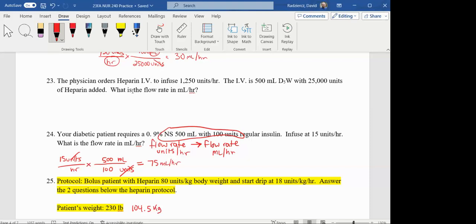Funny enough, I could do 23 with no problem. But then 24, I'm like, wait, is this the same? It's the exact same, except that it was worded slightly differently, right? In 23, we gave you the units per hour first. In 24, we gave you the IV first. It doesn't really matter how it's written. You get to decide how you want to assimilate everything.